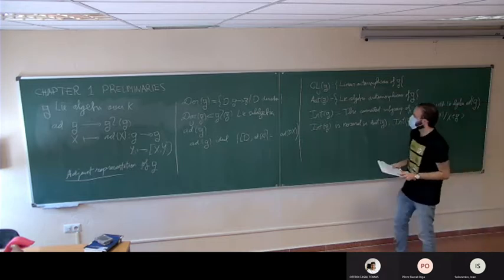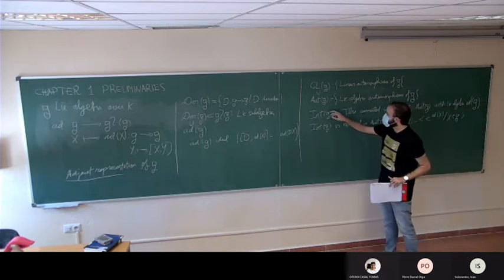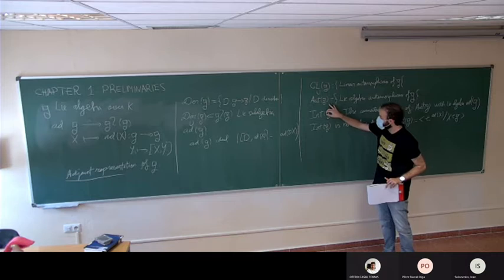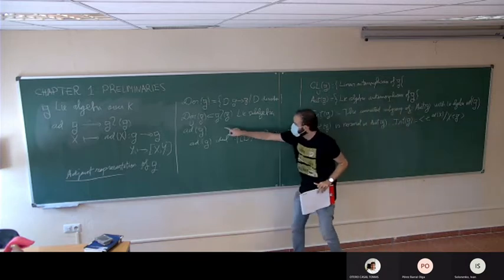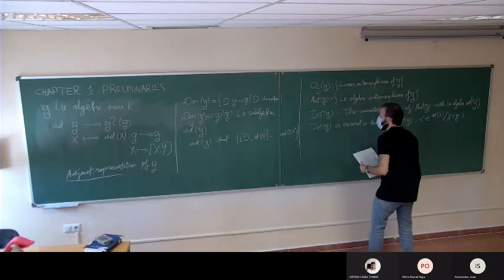Okay. So, as I said before, this is a Lie subgroup, and its Lie algebra is known to be the algebra of derivations of g.